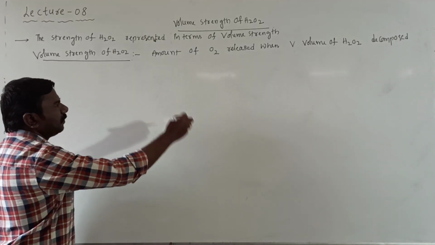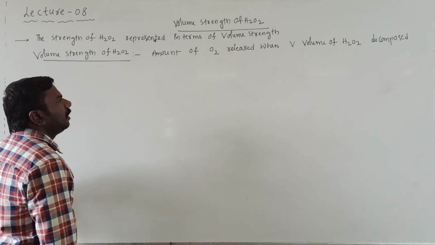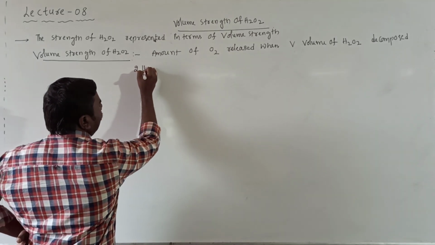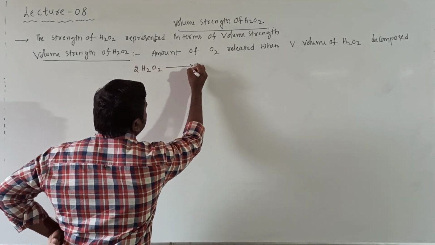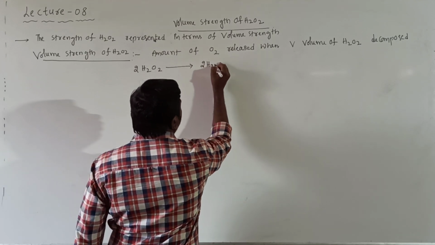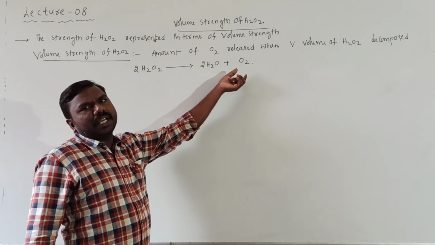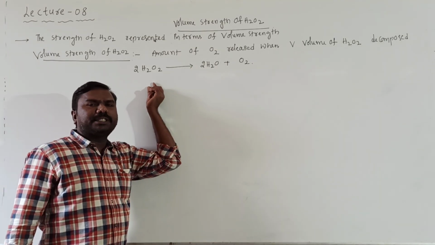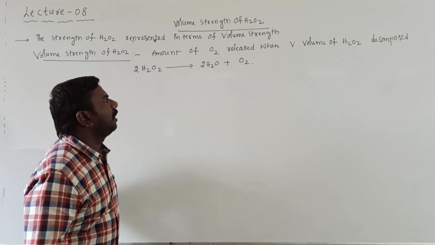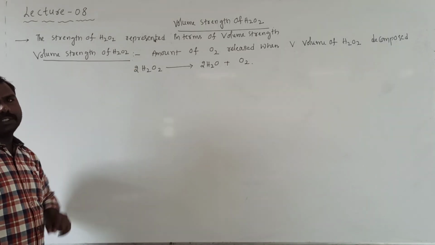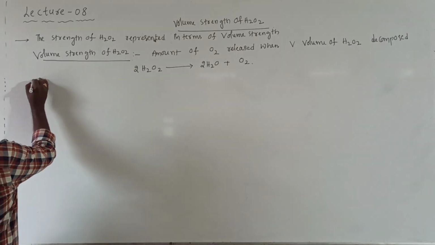Volume strength. It can be written as 2H2O2 gives 2H2O plus O2. The amount of oxygen gas released by V volume of H2O2 is called the volume strength of H2O2.